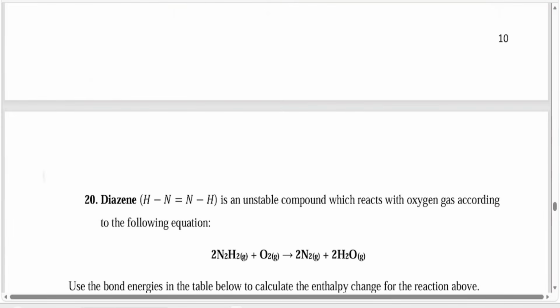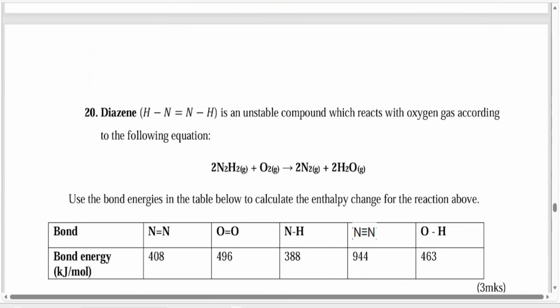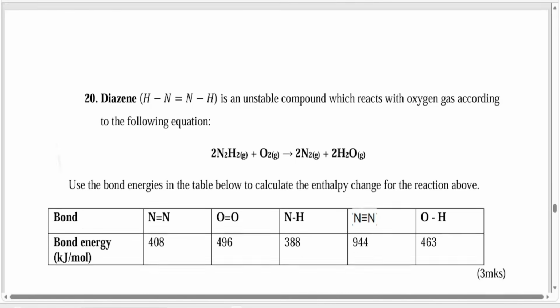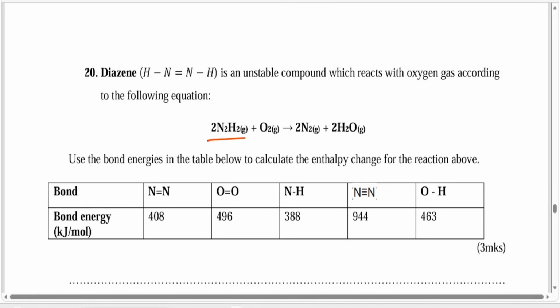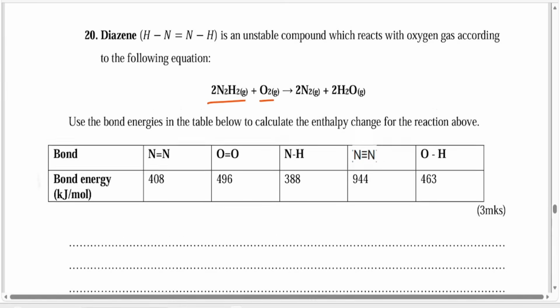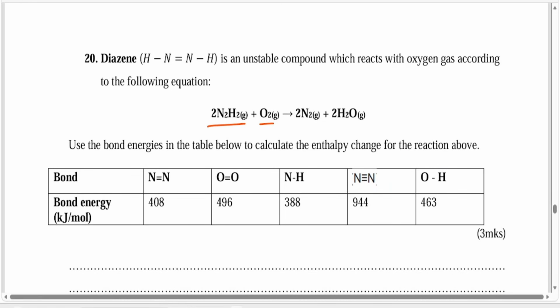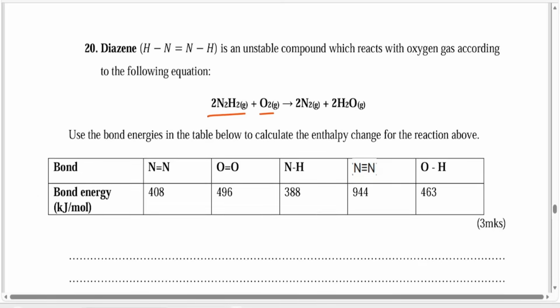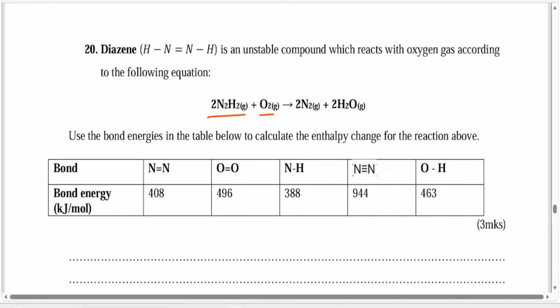Moving to the next question, question 20. Diazine is an unstable compound which reacts with oxygen gas according to the following equation. You can see the equation. Use the bond energies in the table below to calculate the enthalpy change for the reaction above. We are already given the bonds of each reagent and product and the bond energies of each. So how do you work out the enthalpy change?